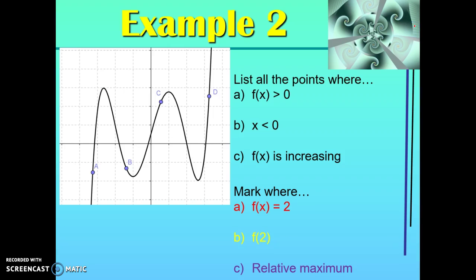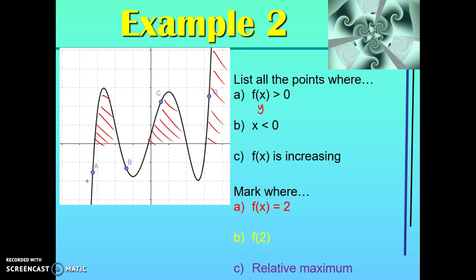So here we see a pretty similar function. It's got a polynomial, it's got some squiggle to it. We want to list all the points where f of x is greater than 0. Remember, f of x is kind of code for y. So I want y values above 0. So that's going to happen in this whole window. It's going to happen in this whole window. It's going to happen anywhere out there.